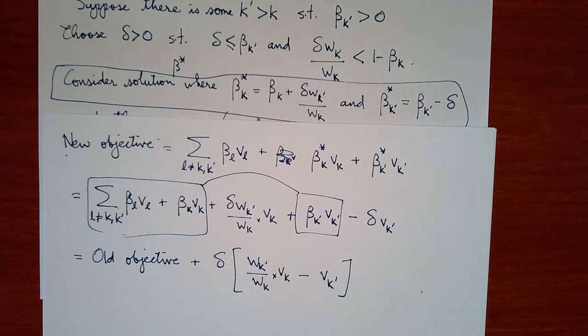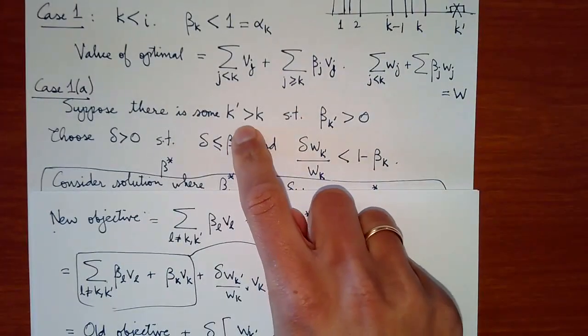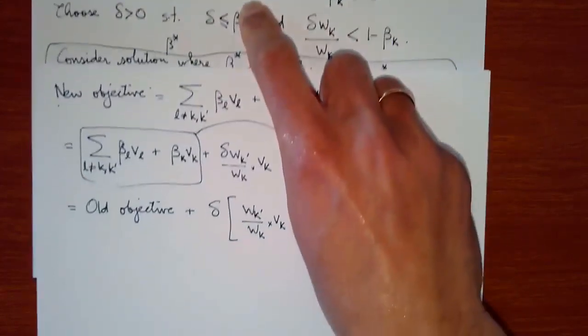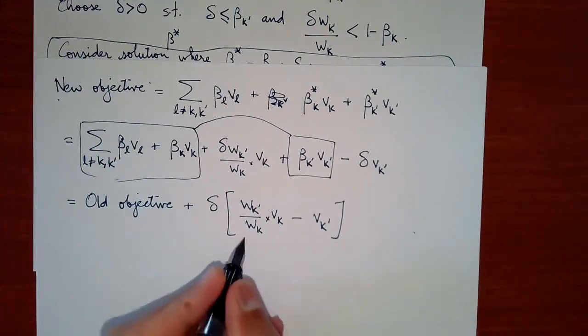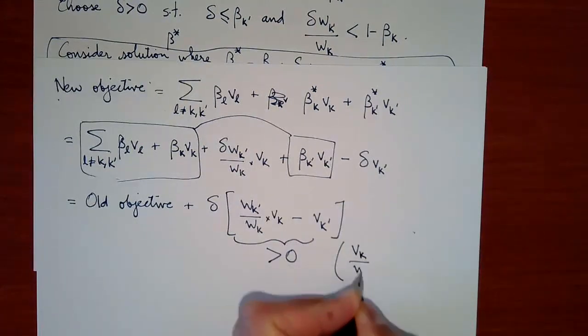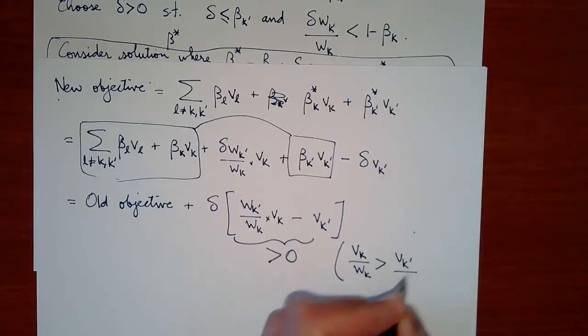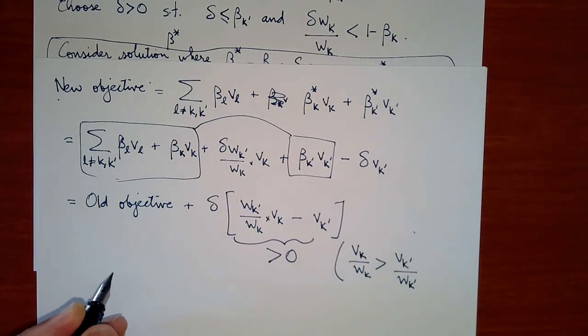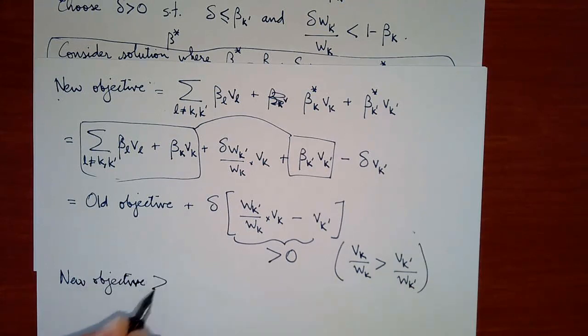We use the fact that vk over wk is bigger than vk prime over wk prime. Exactly. And why is that? That's because k prime is greater than k. We sorted. Right? So this is strictly greater than 0, and that's because vk divided by wk is greater than vk prime divided by wk prime. Which means the new objective is strictly greater than the old objective. Contradiction.